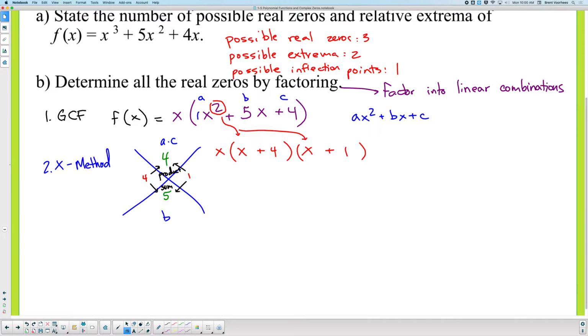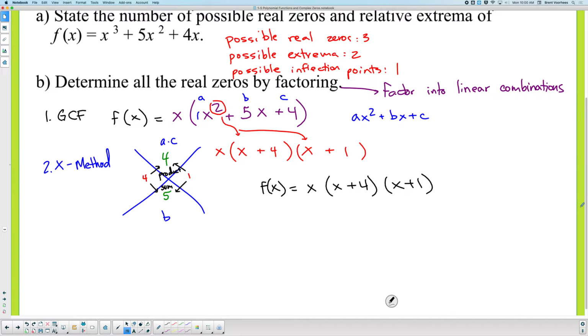Now the last step, you don't always have to do, but if we have an a value bigger than 1, you have to divide out the factor a. In this case, there's nothing to divide out because my a is 1. You can divide anything you want by 1 and it won't change anything. So that's going to be my final factored form. Using X method, we have changed the equation to f of x equals x times x plus 4 times x plus 1.